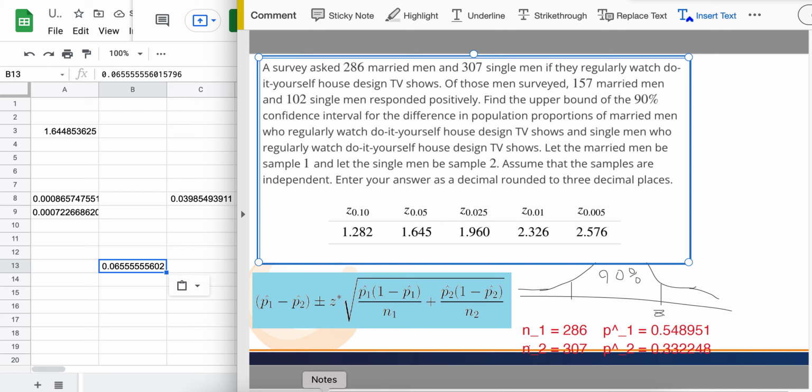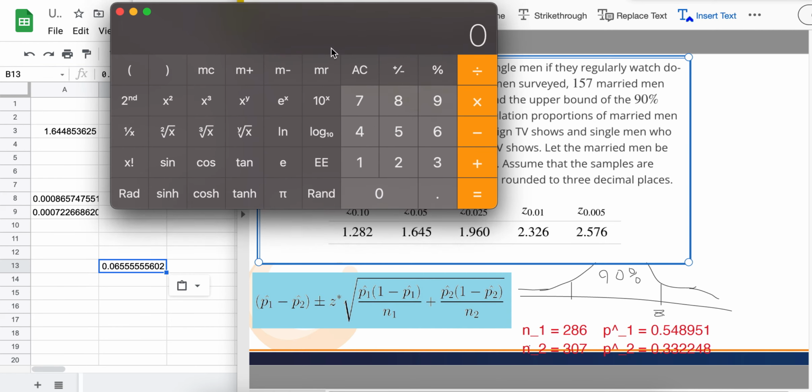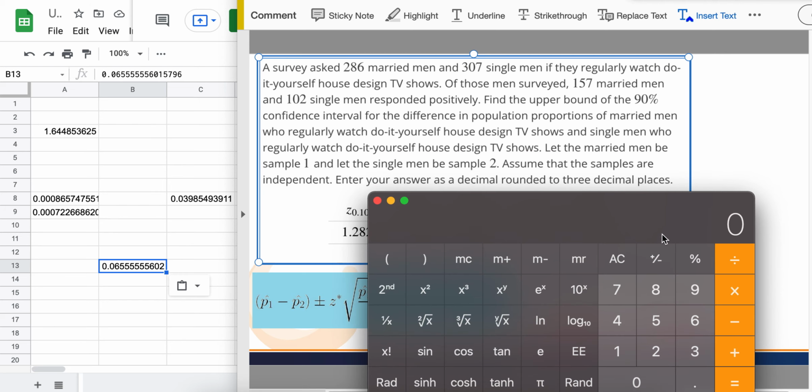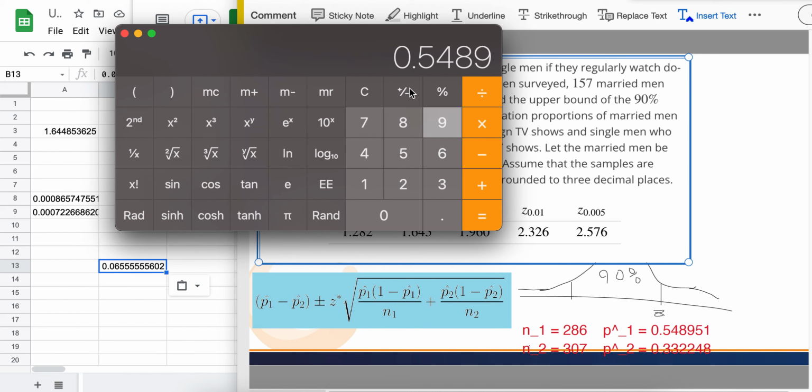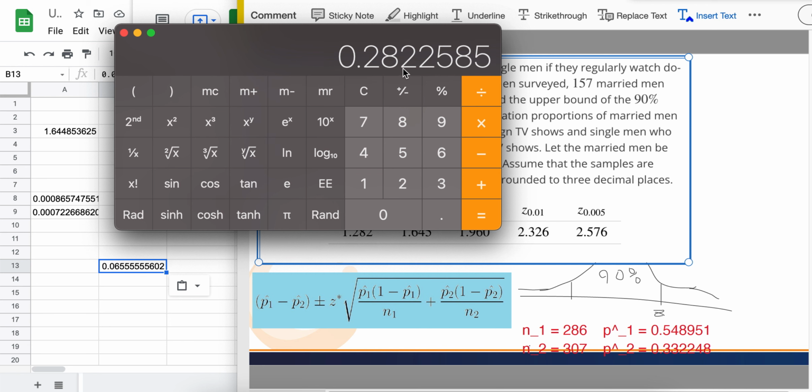So it's p hat 1 minus p hat 2. And just make sure on those problems, if you have something similar, that you follow the order that's specified in the problem. This problem said married men was p hat 1, so p hat 1 comes first. If I changed the sign, it'd be instead of positive to negative. Okay. All right, so what I did was I took p hat 1 subtracted by p hat 2, did the parentheses, and now if I want my upper bound, I want to add the margin of error to it, the 0.0655555 that I just got. So 0.282 is what I got for the upper bound when rounded to 3 decimal places.